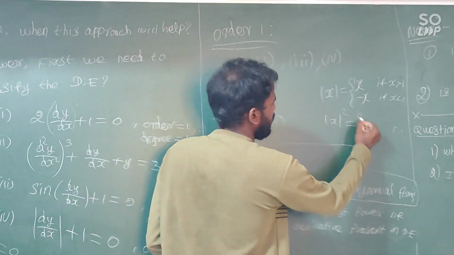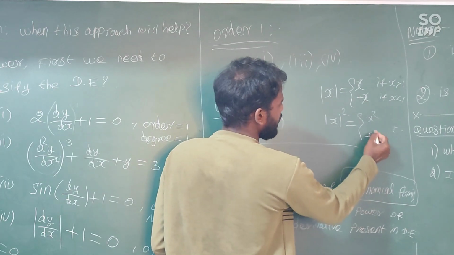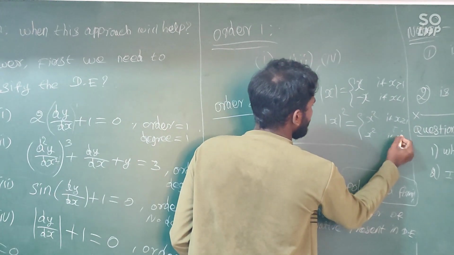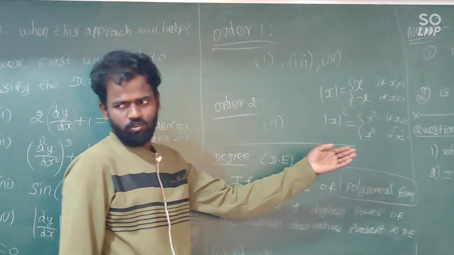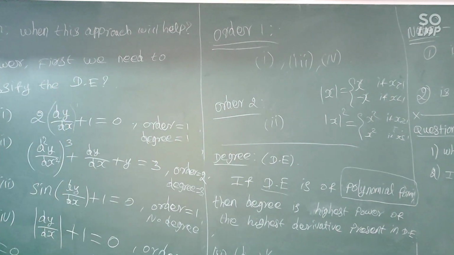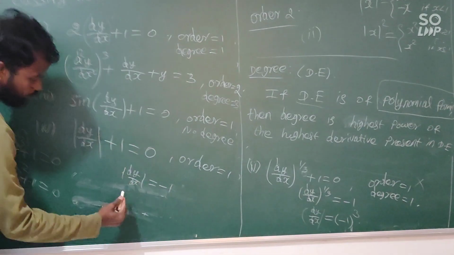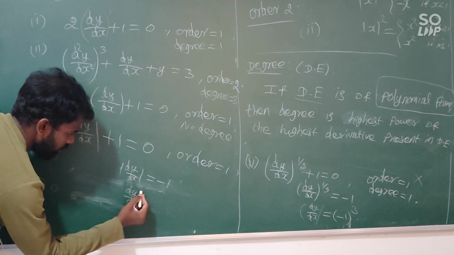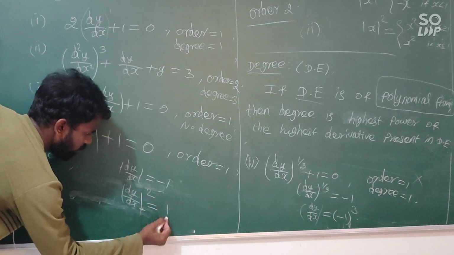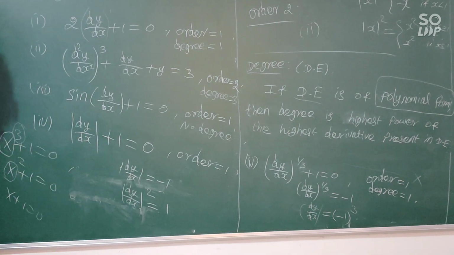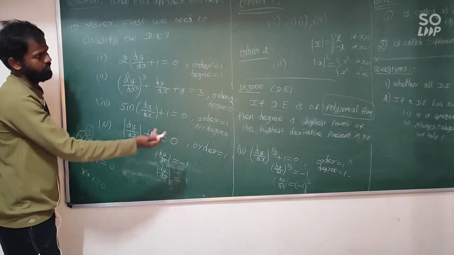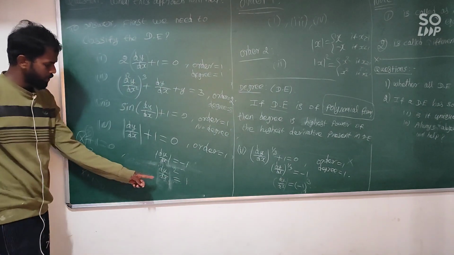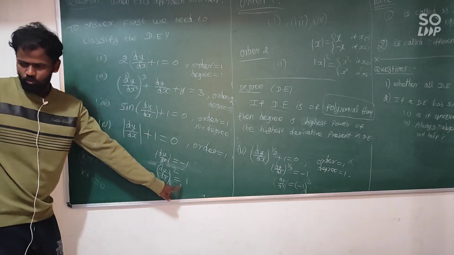You will square both sides, then x squared, and minus x squared also goes to x squared. Whether x is greater than 0 or less than 0, both ways it is x squared only. You are able to remove that mod. So here also I can square both sides. What will happen? (dy/dx) mod squared is equal to 1. I squared both sides. Now the mod and square is unnecessary because we know that it is always positive. This I can remove. Now (dy/dx) squared is there, equal to 1.